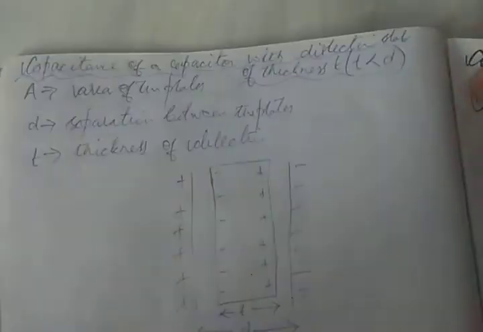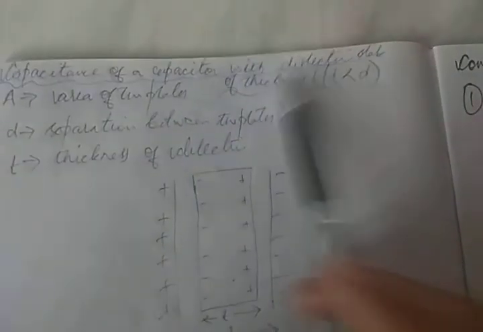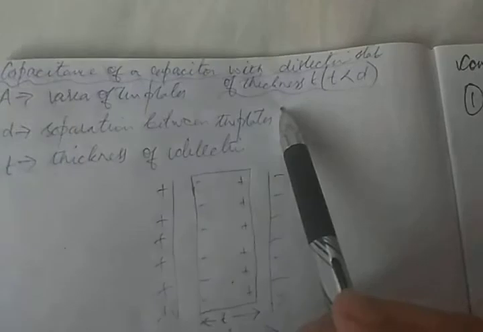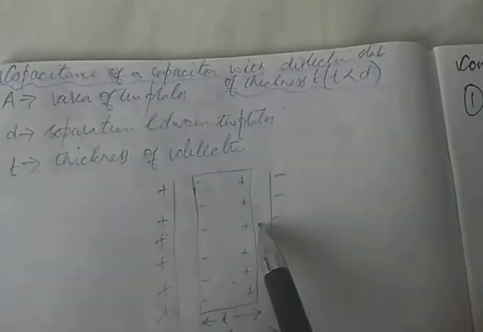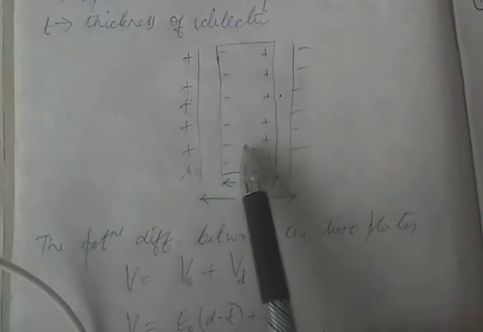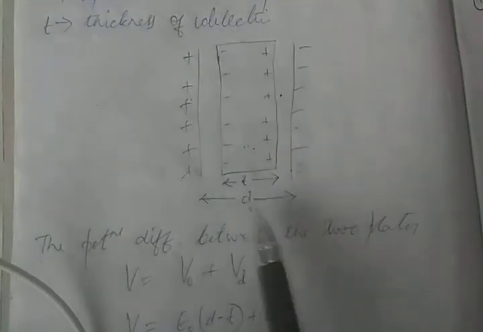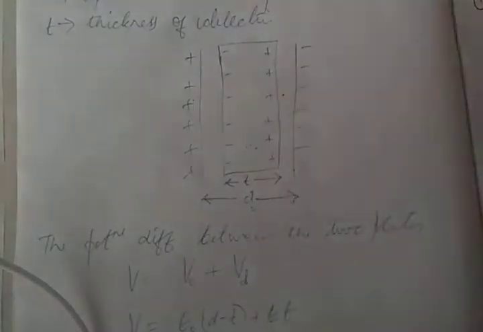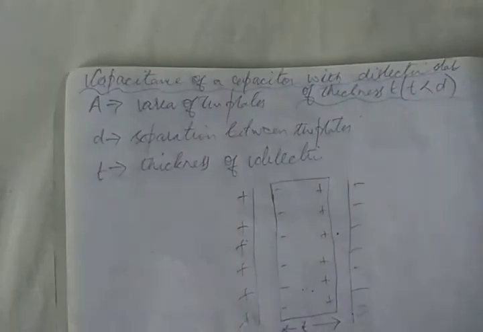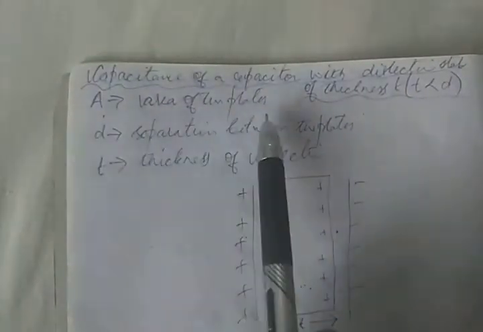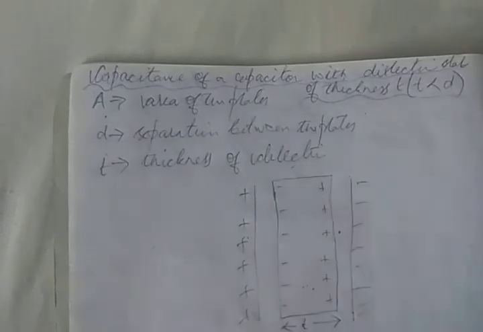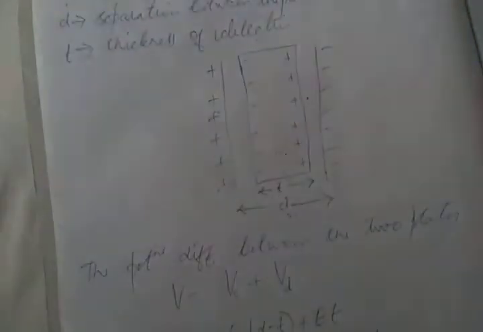Keeping this in mind, let us come back to our topic, which is the capacitance of a capacitor with a dielectric slab of thickness t in between the two plates. Mind you, like I've already shown, the thickness t of the dielectric substance is lesser than the separation between the two plates. A is the area of the plates, d is the separation between the two plates, t is the thickness of the dielectric substance.